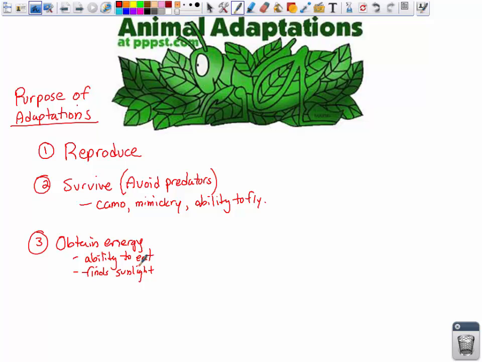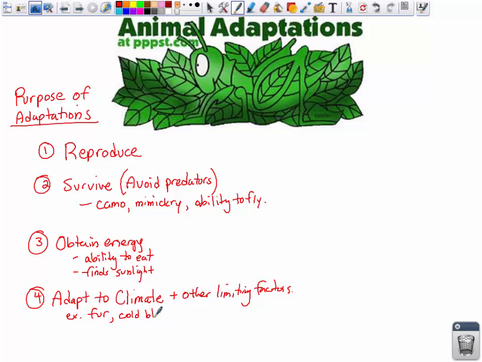light. The fourth purpose of adaptation here is the ability to adapt to climate and other limiting factors. That might be fur, or the ability to be cold-blooded. These are adaptations by plants or animals to adapt to climate. Maybe the ability to dig, so as to get out of the hot or the cold atmosphere. These purposes of adaptations give us a good perspective on how wildlife has adapted, and there are all kinds of different adaptations by plants and animals.